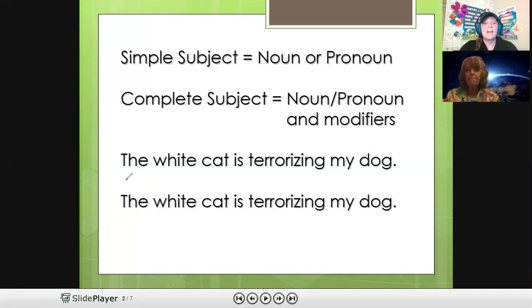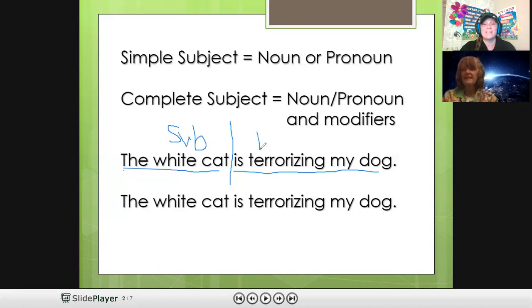So Miss Hurt, you want to read the sentence for me? Yes. The white cat is terrorizing my dog. Okay, so what or who is this sentence about? The subject, or the complete subject, is the white cat. The simple subject would be the cat. Right. And what is the white cat doing? The white cat is terrorizing my dog. So this would be the subject, and this would be the predicate.